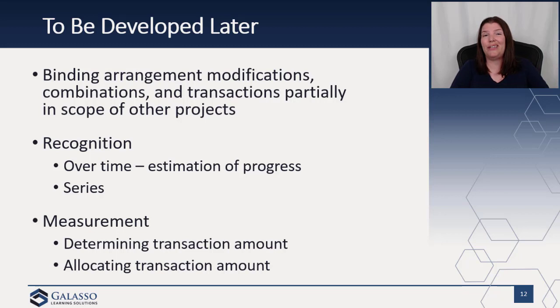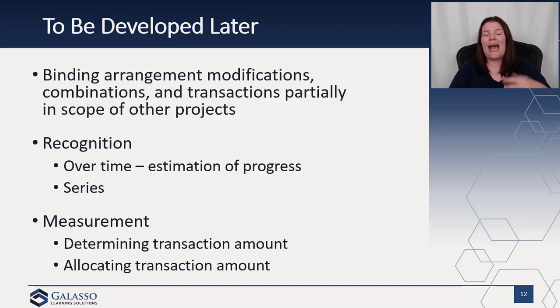For recognition, they're not finished with this. They still need to address over time, which we used to call under FASB percentage completion. It's not exactly the same as percentage completion. So how do we estimate progress? When we think about percentage completion, it was cost to date over estimated cost to complete. That's not how FASB does it. We have to look at an input or an output method. So very similar, GASB has to consider what they want to do in terms of the estimation of progress. And then they also need to consider series guidance in relation to recognition. There's guidance in the FASB standard on if it's a series of performance obligations.